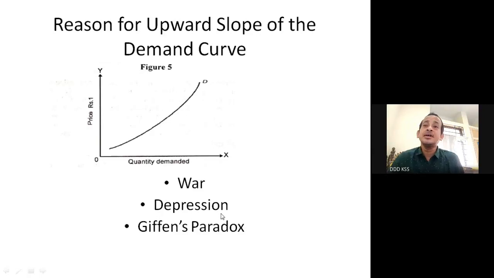Then another reason is depression. Now going to the depression, first we'll discuss what depression is. After some time, we'll go through one chapter, business cycle. In business cycle, we'll go through the 4 stages of the business cycle. Among those 4 stages, one stage is depression. Depression stage indicates a very bad phase of the economy.